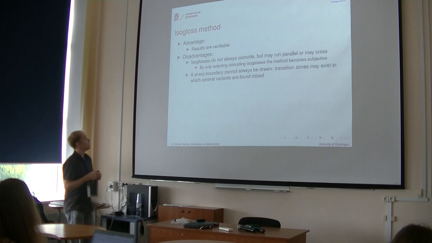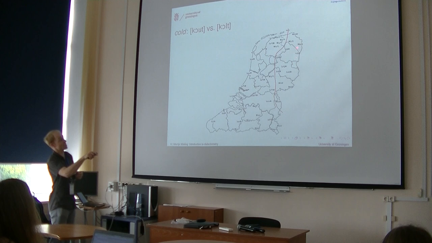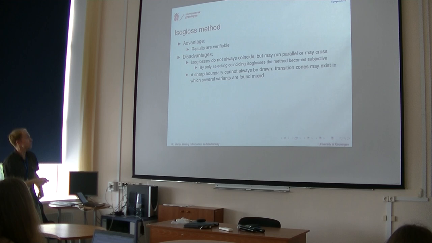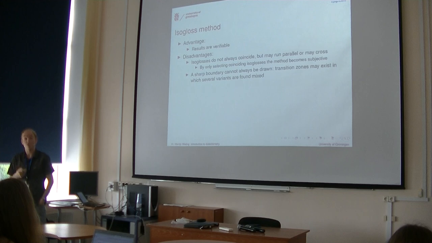The advantage of this isogloss method is that the results are verifiable. You can simply look at this location, and you can simply check, hey, does this person who lived there say cold? So it's verifiable. But there are clear disadvantages. Isoglosses do not always coincide. Actually, they almost never coincide, as you saw. They may run parallel, they may cross.